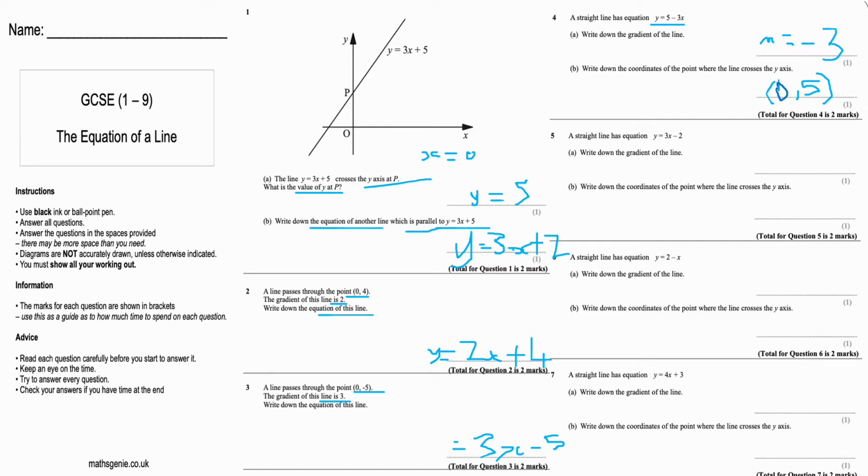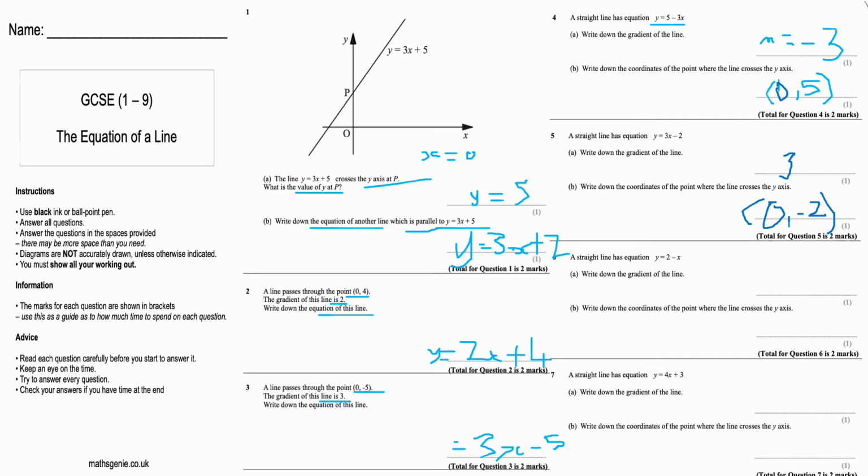There we go. This is question number 5a. A straight line has the equation y equals 3x minus 2. Part A, write down the gradient. The gradient is going to be 3. The coordinates of the y-intercept is 0, negative 2. Where anything crosses the y-axis, that's when x is equal to 0. You sub in x equals 0 and you get y is equal to negative 2.